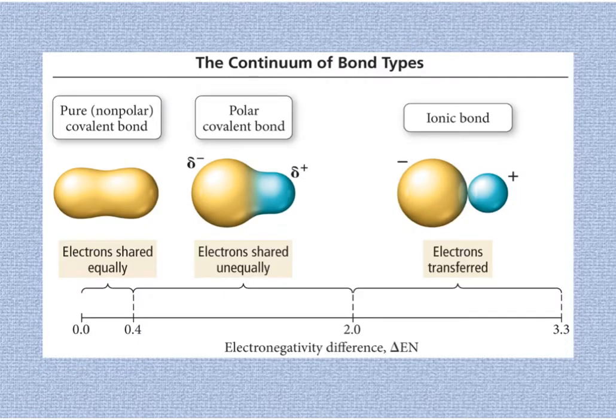All right, so here's that continuum I was talking about, where there's not a clear division between nonpolar and polar and between polar and ionic. So you might see some sources calling the dividing line, instead of 2, 1.8 or something, but we're going to go with 2.